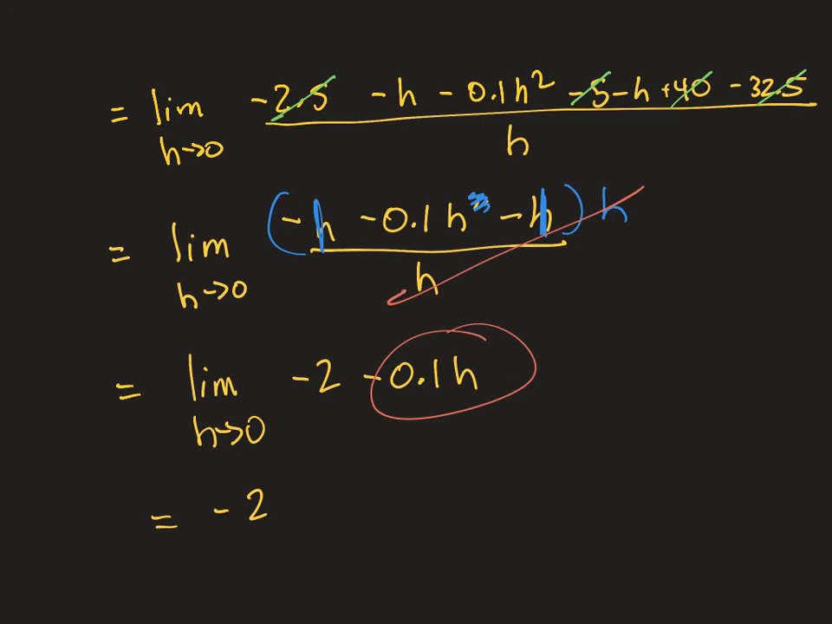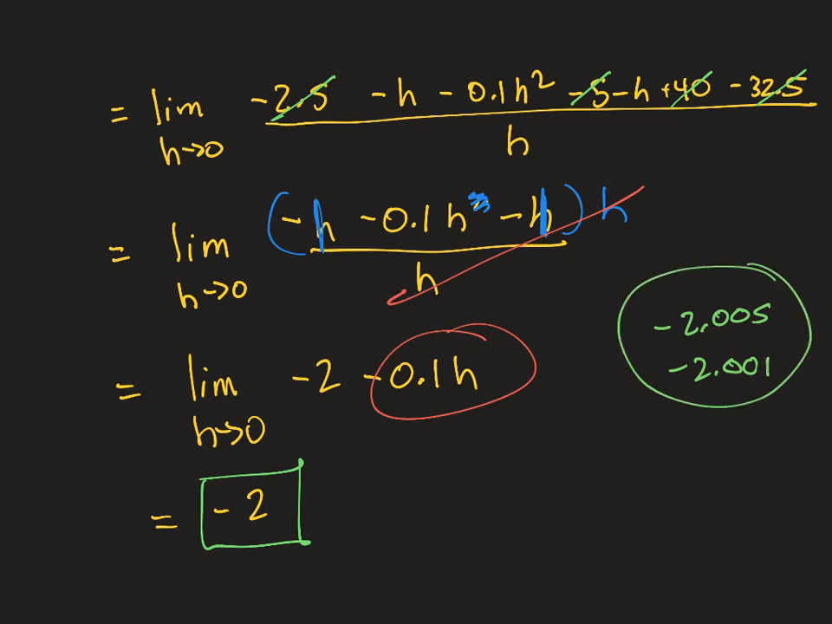I sort of knew it was probably going to be negative 2 because those other values we had were approaching negative 2. When I did the first calculation, it was negative 2.005. And when I did the second calculation, it was negative 2.001. So as we move those points closer together, these slope calculation values were getting closer and closer to negative 2, which is what we ended up with.